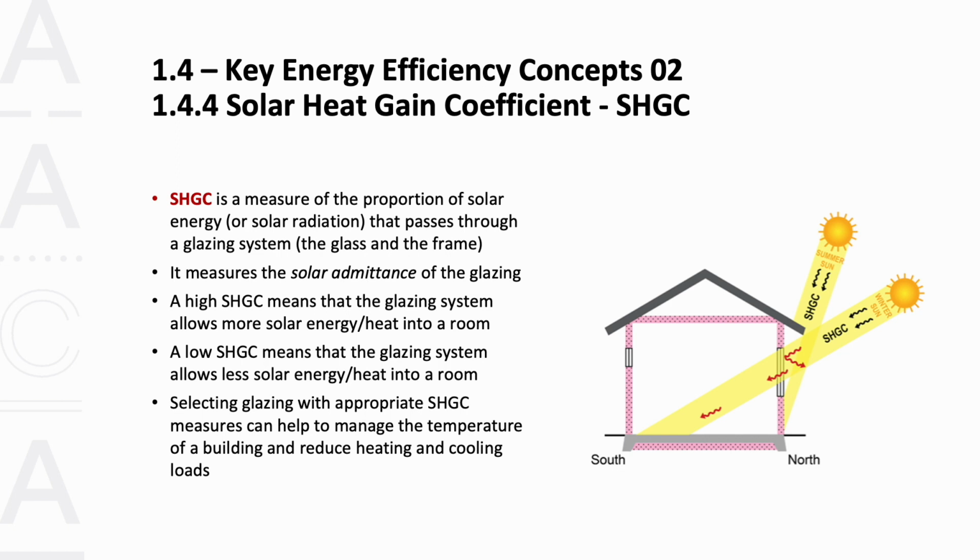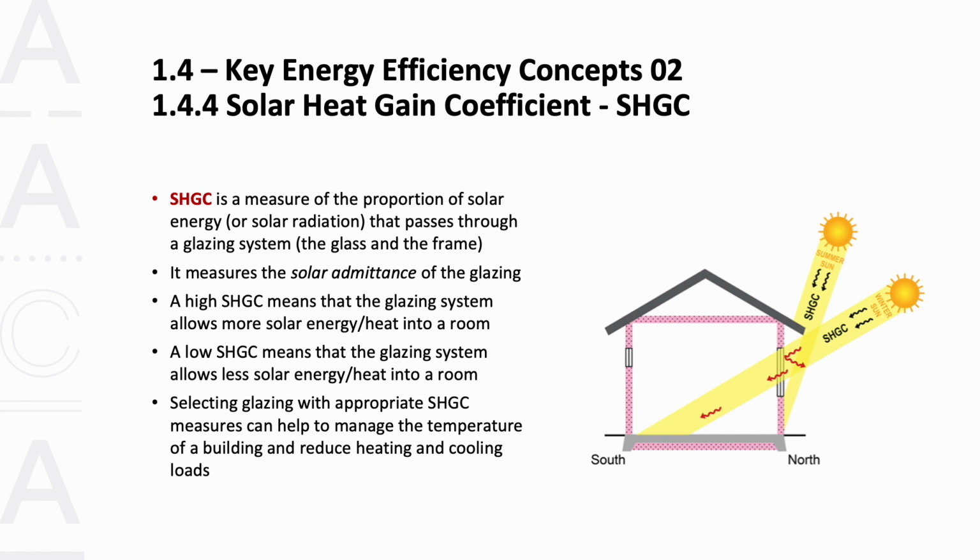So the SHGC is a measure of the proportion of solar energy or radiation that passes through a glazing system. And again, make sure you realise that the glazing system includes the glass and the frame. So in other words, it measures the solar heat gained through the glazing system, and it's a measure of the glazing's solar transmittance. This is expressed as a number from 0 to 1. A high solar heat gain coefficient means that the glazing system allows more solar energy or heat into the room, i.e. if the value sits closer to 1.